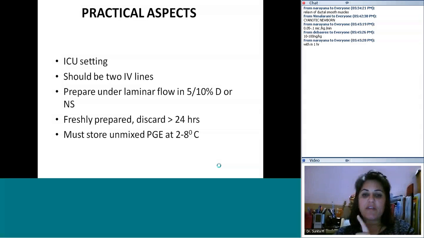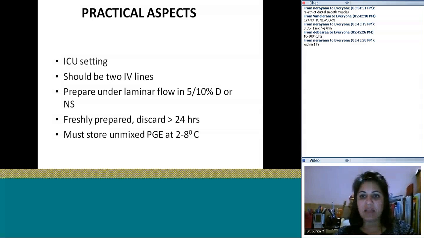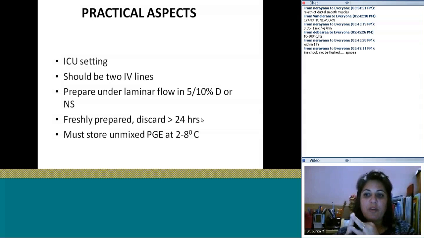You always give it in the ICU because of its side effects, which we'll discuss. You should have 2 IV lines. Why should you have 2 IV lines when you start prostaglandin? One IV line, the prostaglandin is going. Why do you need the other IV line? What can prostaglandin do? Okay, one, you don't want to flush the line because you can get apnea if you give too much of a dose. Second is giving prostaglandin. Remember what we discussed in the beginning: cyclic AMP, relaxation. Sometimes it can cause hypotension. You need another line to be able to quickly give fluids if that happens. So always 2 IV lines.